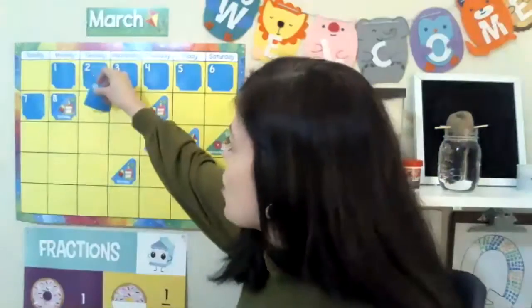And I'm going to let our little bunny hop as we count and find out what number it is for today. 1, 2, will you help me? 3, 4, 5, 6, 7, 8, 9. Today is March 9th. Can you say that? March 9th.